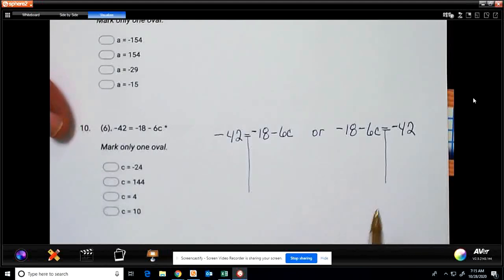Your answer choices are, mark only one oval. C equals negative 24. C equals 144. C equals 4. Or C equals 10. You might want to take a moment now and pause this and work these problems out. But your answer choices are C equals negative 24, C equals 144, C equals 4, or C equals 10.